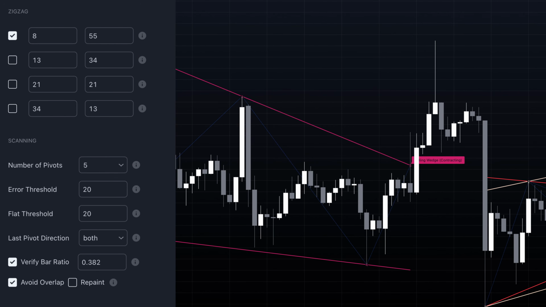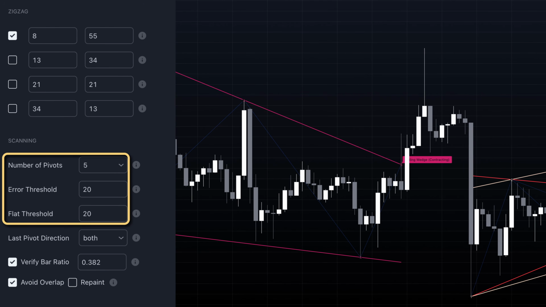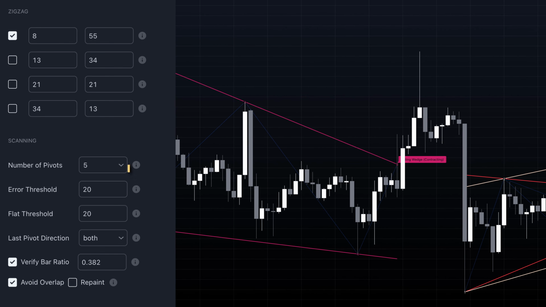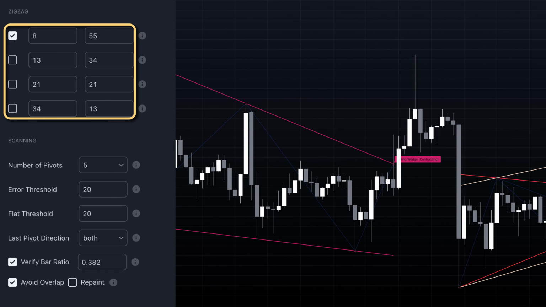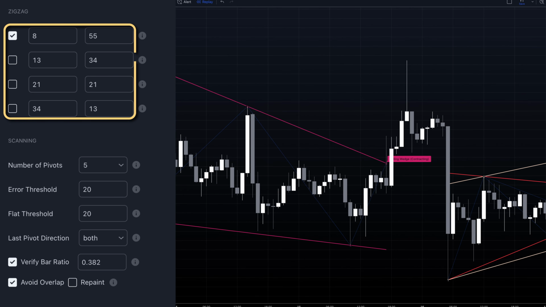You can adjust the sensitivity of pattern detection through settings like error threshold and pivot points. The indicator uses something called Zigzag calculations. You can actually run up to 4 different zigzag settings at once to catch patterns at different scales.